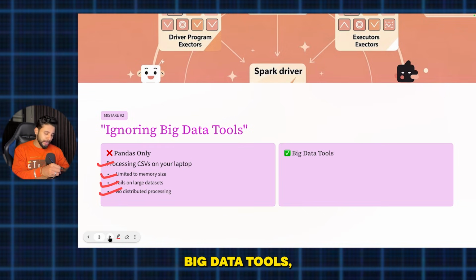But if you use big data tools, you will get advanced options. It is built for millions to billions of rows.